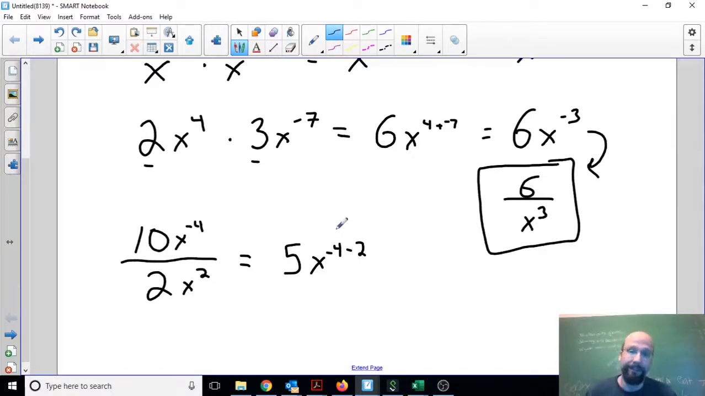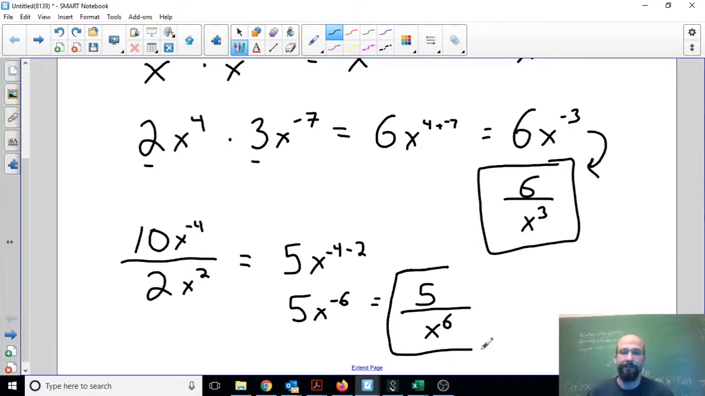Like I said, go back to the other video if you're unsure what to do. So this would be 5x to the negative 6, right? Negative 4 minus 2 is negative 6. This x has a negative exponent, the 5 does not. So the 5 stays where it's at, and the x moves to the bottom. And this would be your final answer. Everything has a positive exponent.